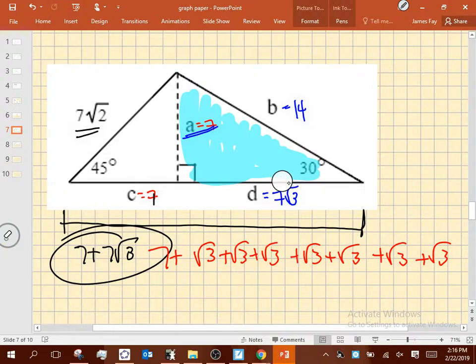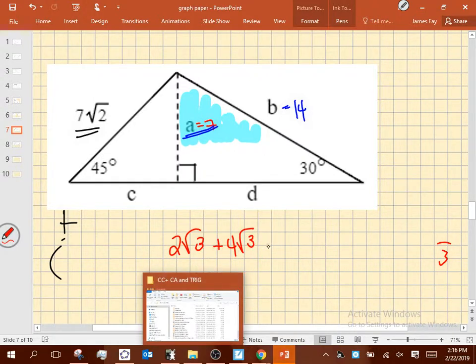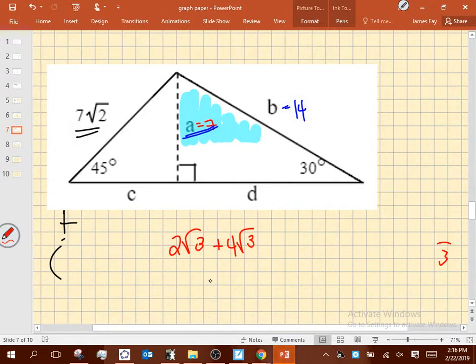Okay? When we're adding radicals, let's say I had like 2 radical 3 plus 4 radical 3s. Anybody know how I rewrite that? Because that does get simplified. That's 6 radical 3. If I wrote 2 radical 3 out, it'd be radical 3 plus radical 3, right? If I wrote 4 radical 3 out, it's radical 3 plus radical 3 plus radical 3 plus radical 3. Add all those up, I got 6 of them, right?